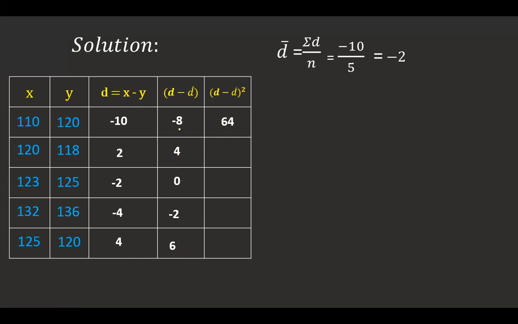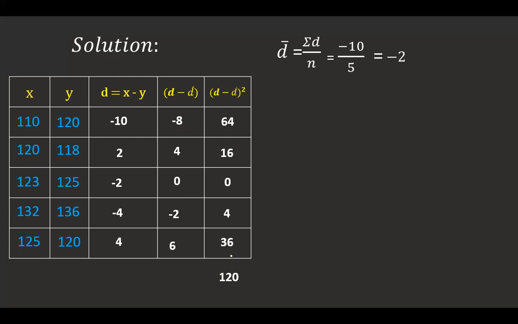Just see: 8 8s are 64. Finished. 4 4s are 16. Finished. 0 square is 0. 2 square is 4. 6 square is 36. Once it is completed, I'm going to add this column. That is the formula. So I'm going to add this column.